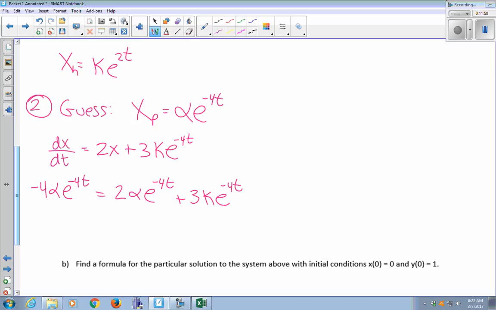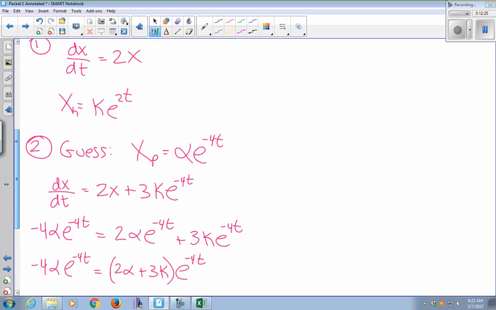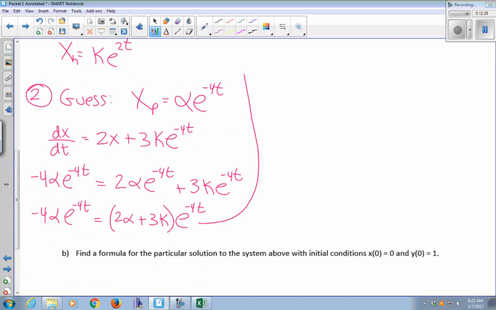Okay, so on the left and the right, all my terms are e to the negative 4t. So I have negative 4 alpha e to the negative 4t, and then (2 alpha plus 3k) e to the negative 4t. So the coefficient of e to the negative 4t on the left has to equal the coefficient of e to the negative 4t on the right to force this to be a solution. So I have negative 4 alpha, go up here, negative 4 alpha has to equal 2 alpha plus 3k.